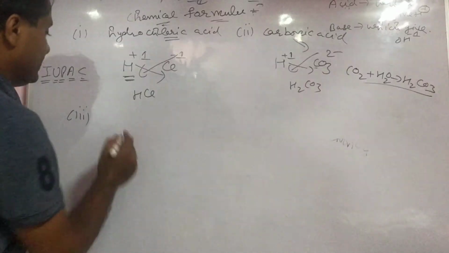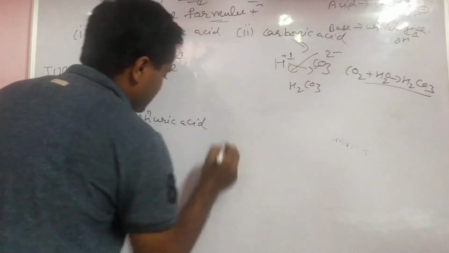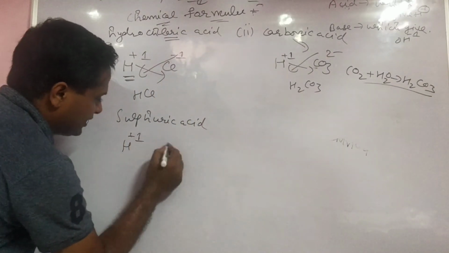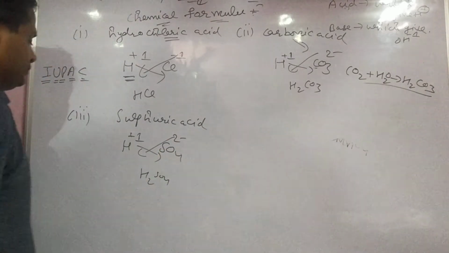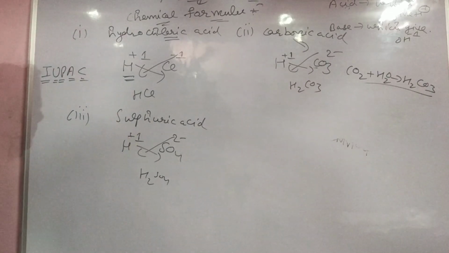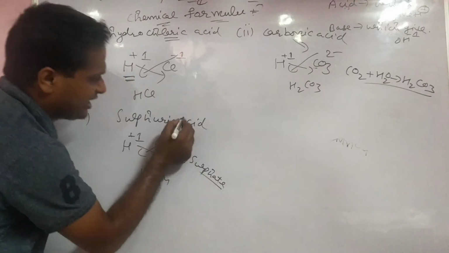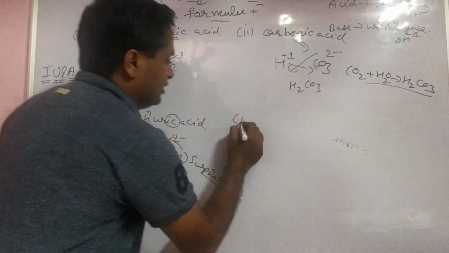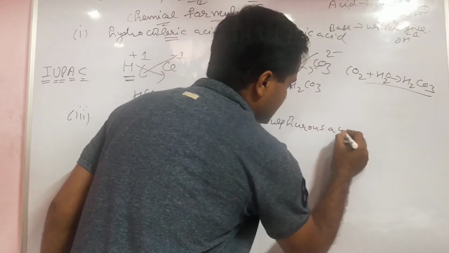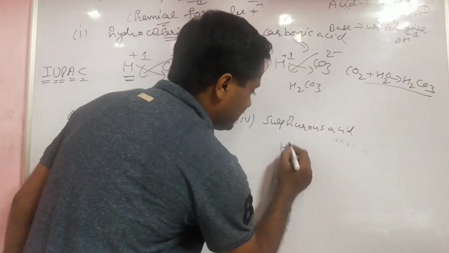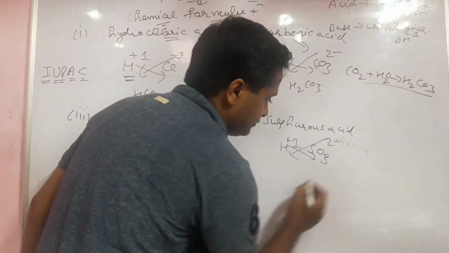See, carbonic acid. Now, next is sulfuric acid. H is 1 positive, SO4 is 2 negative. H2SO4. Sulfuric acid is made by sulfate only. When sulfate comes, the ic acid comes. And when you try to make sulfurous acid, it becomes H positive and SO3 2 negative, sulfite.